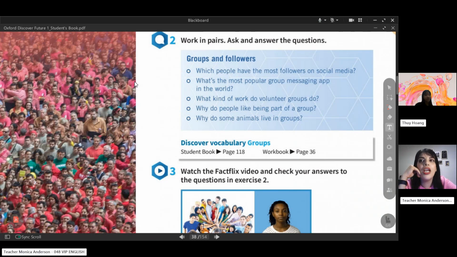YouTube. Okay, YouTube is social media. But popular group messaging, it means you can message, you can text, okay? Like Skype. So what do you use? Messenger. Okay, very good.